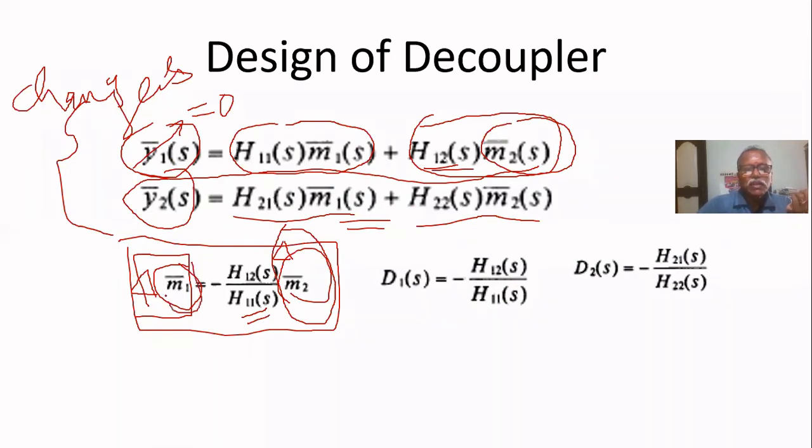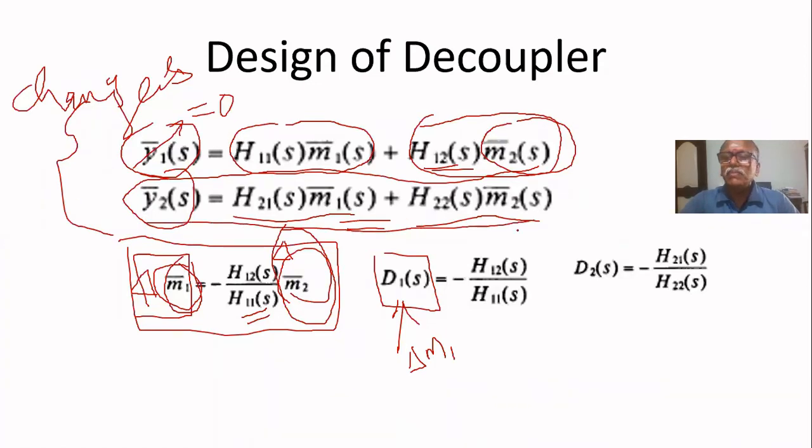Therefore, we can put a decoupler D1, that is delta M1. The amount of additional controller output delta M1 must be equal to H12 by H11 multiplied by delta M2. Similarly, from the second equation, we can write that D2, that is delta M2, the change in M2 required to make Y2 equal to 0, is H21 by H22 multiplied by delta M1.